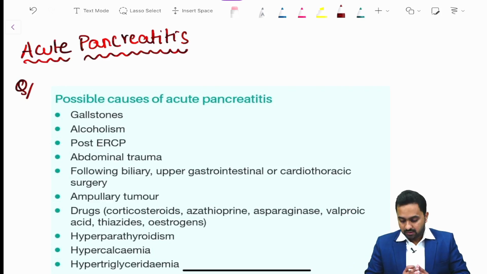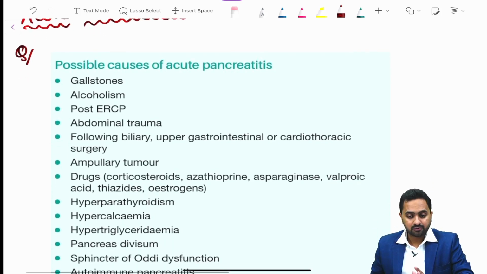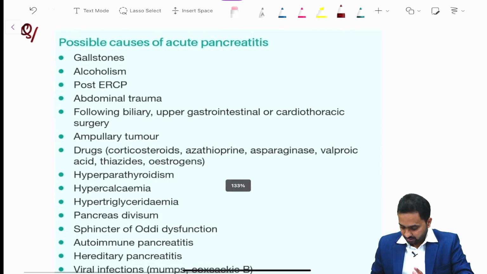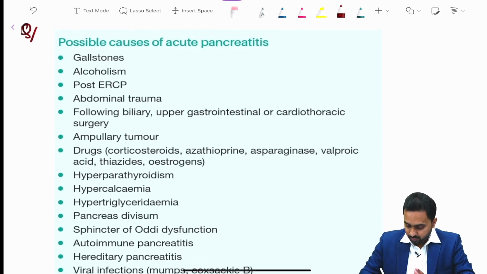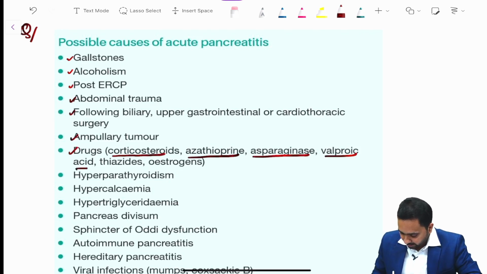Acute pancreatitis. So the first important question that is asked with respect to acute pancreatitis is regarding the possible causes of acute pancreatitis. So I have taken this table from Bailey and Love. The various causes of acute pancreatitis include gallstones, alcoholism, post-ERCP, abdominal trauma following biliary or upper GI thoracic surgery, ampullary tumor, drugs like corticosteroids, azathioprine, asparaginase, valproic acid, thiazides and estrogens, right.